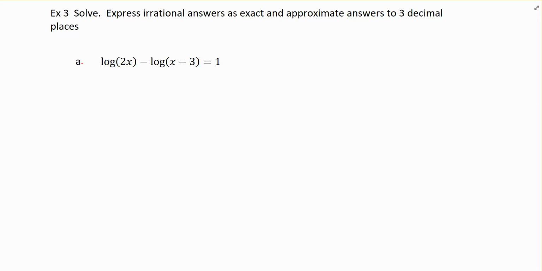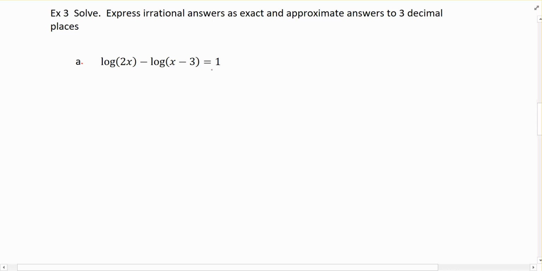So the first example we're looking at says log of 2x minus log of x minus 3 is equal to 1. And you'll notice that I can't use the very first scenario we started with. In other words, I cannot rewrite this in its exponential form because I have too many logs here. I can't apply the one-to-one property because I have this 1 over here.